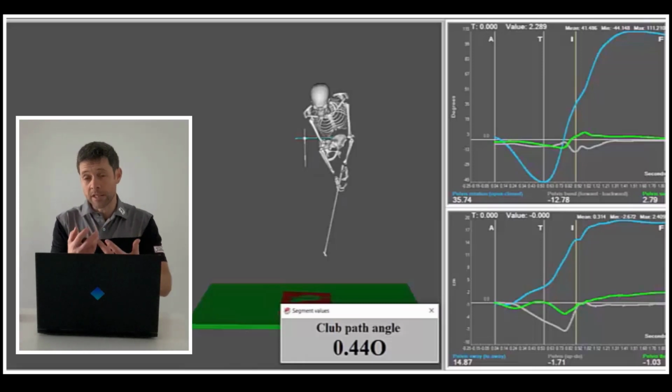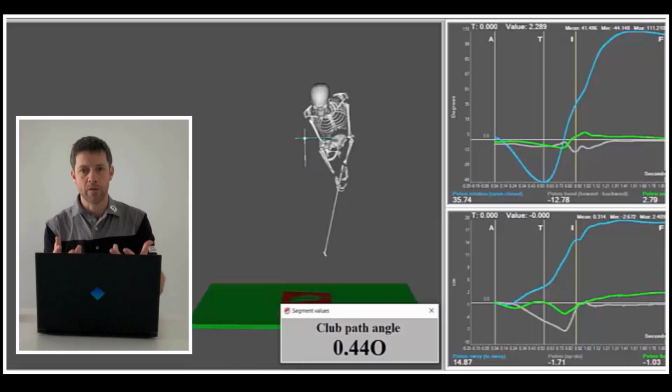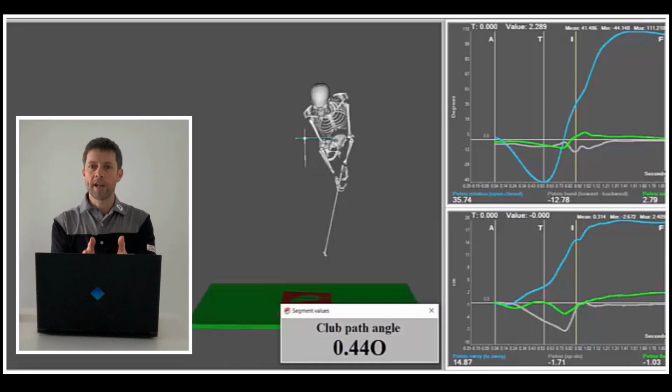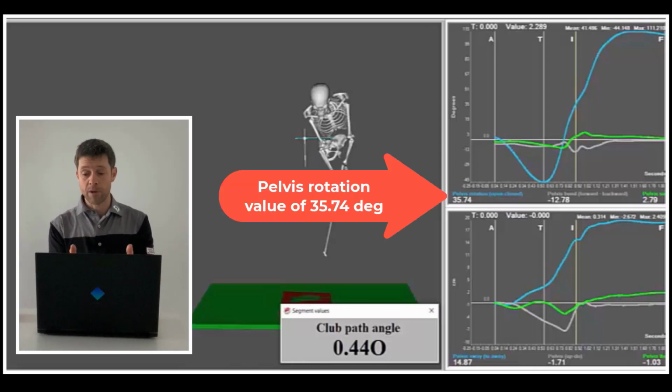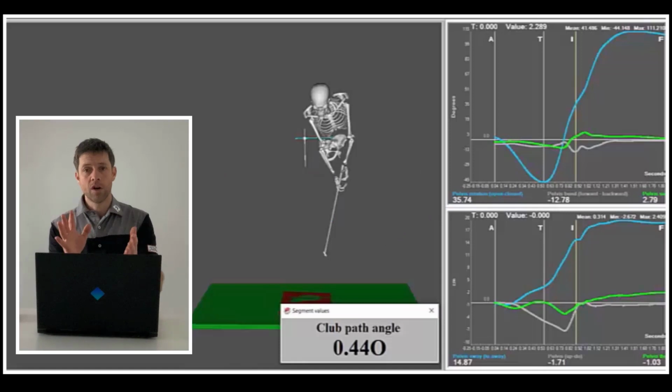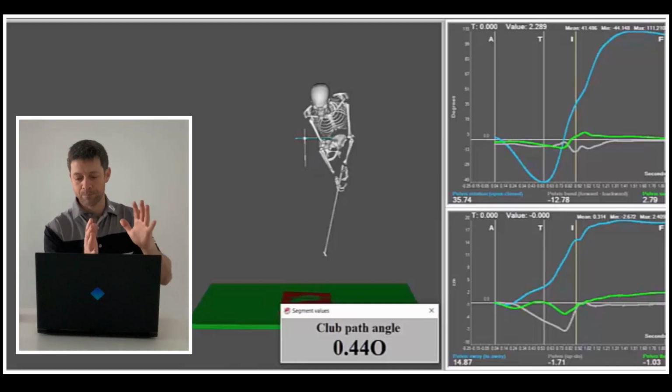But we can really start to establish some very defined pelvis movements, which in many ways connect back to and certainly influence why this particular path is able to be produced. As shown by the arrow on the screen, we have the real-time value of just under 36 degrees of rotation of that pelvis as the player moves into the ball. So certainly a very significantly rotated pelvis as they move into impact.